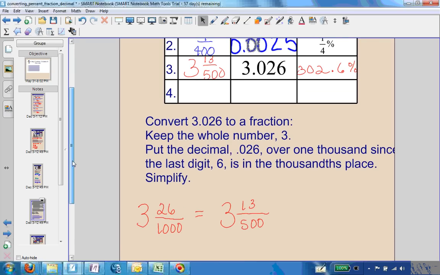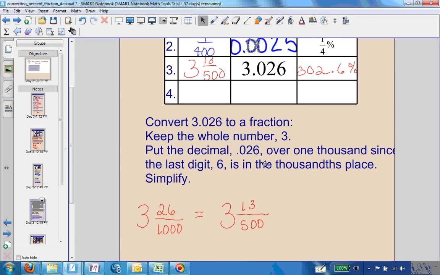I can convert 3.026 to a fraction. First thing I need to do is put the 0.026 over the place value of the 6, which is tenths, hundredths, thousandths. So 26 goes over 1,000 because that's what place value the 6 ends in. So 3 is our whole number. We don't need to put 0.026. We can just put 26 or 26 thousandths, and then we just simplify to get 3 and 13 over 500.